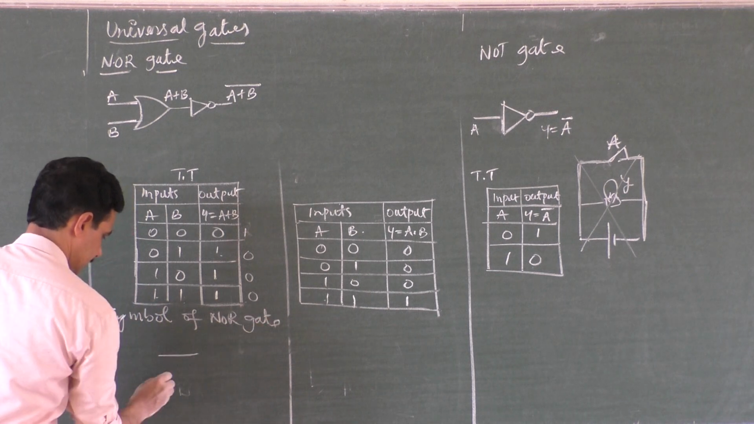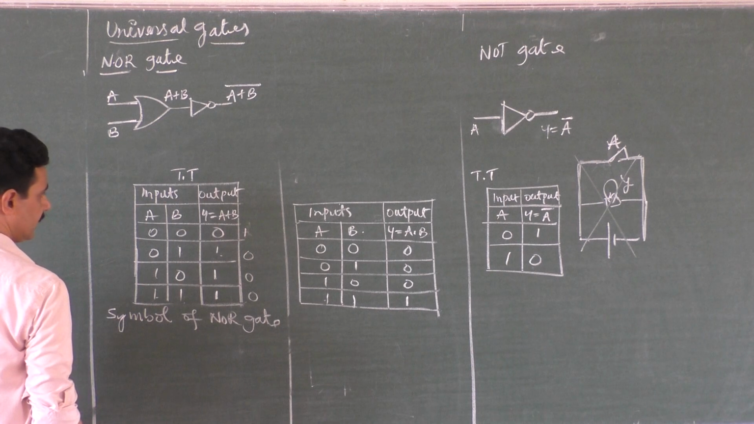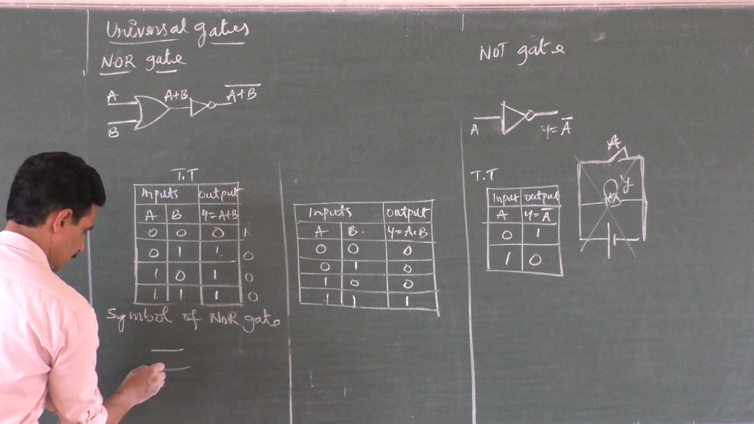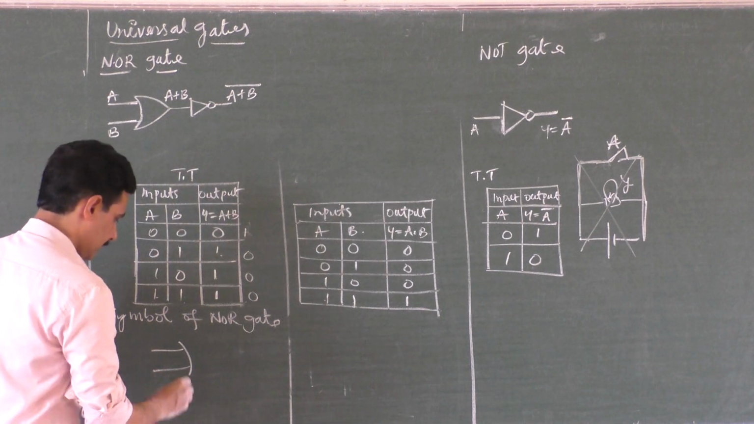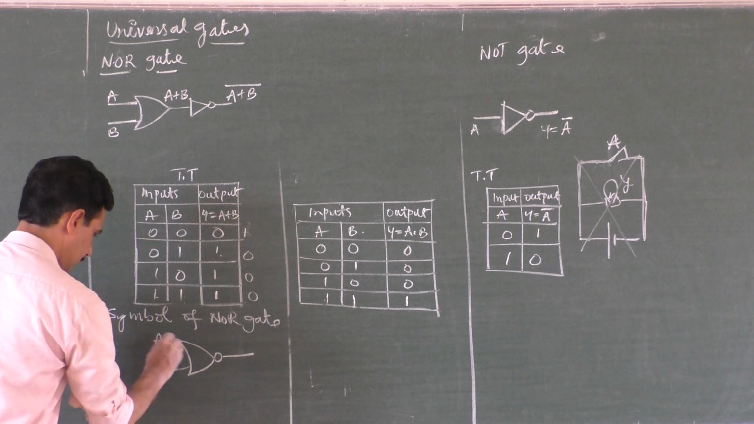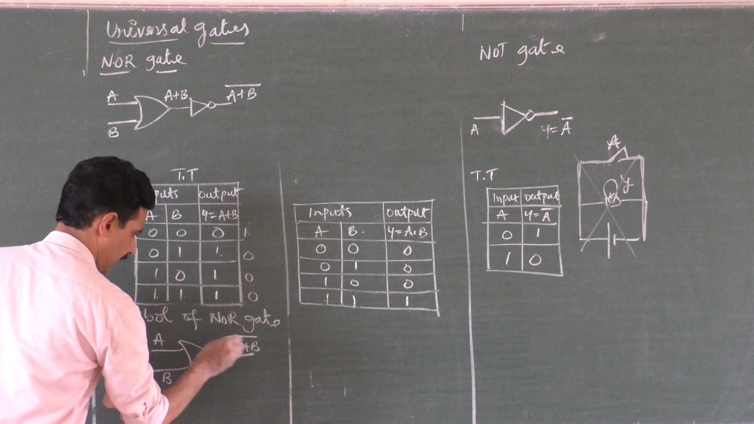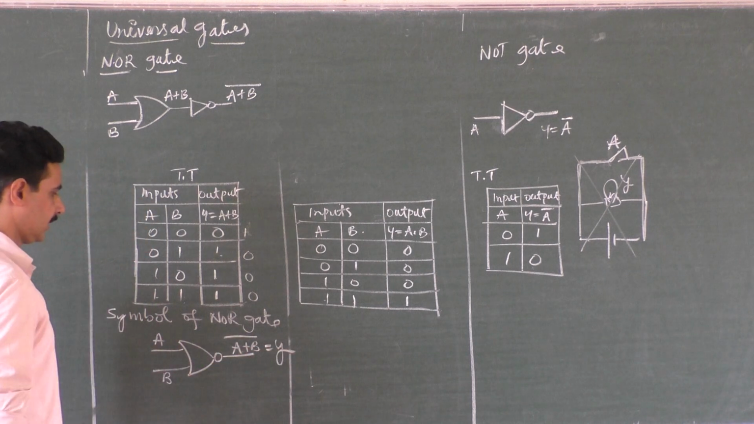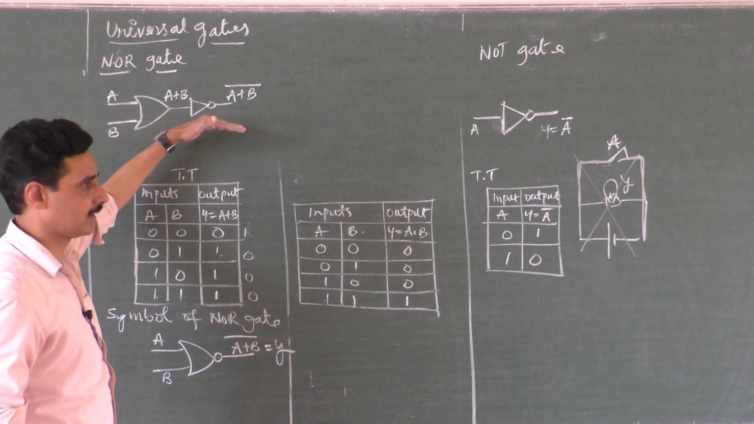It is like this. Or you can see it here. Simply put a bubble here. A, B, and A or B bar is the output. This is how we represent it with a symbol. Of course, this is the combinational logic circuit.